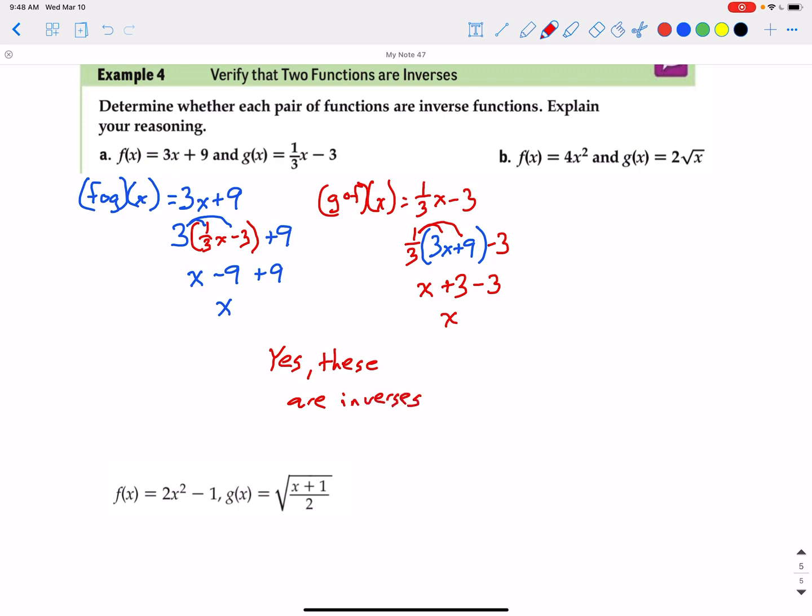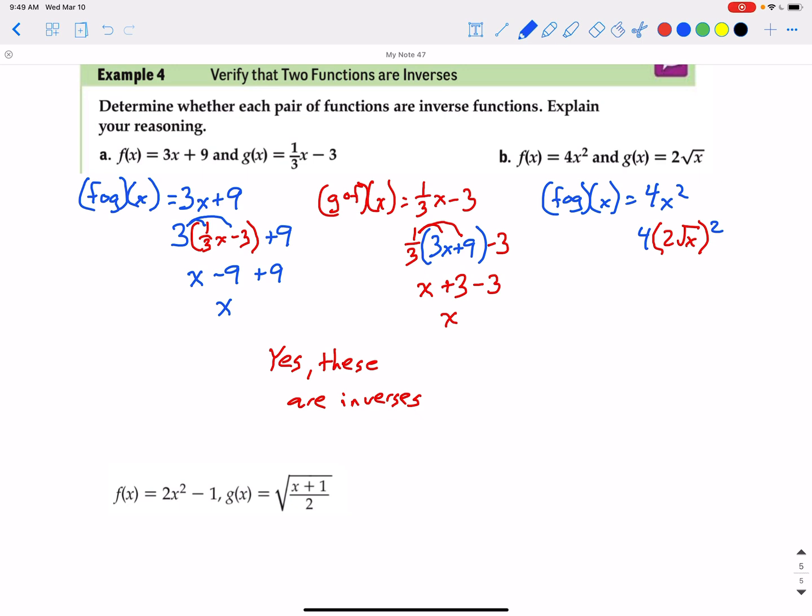Part B, f of x equals 4x squared and g of x equals 2 square root of x. So we're going to do f of g of x. So we're going to plug the g function into the f function. So we'll start with the f function, 4x squared. And then replace the x with the g function, which is 2 square root of x, squared.